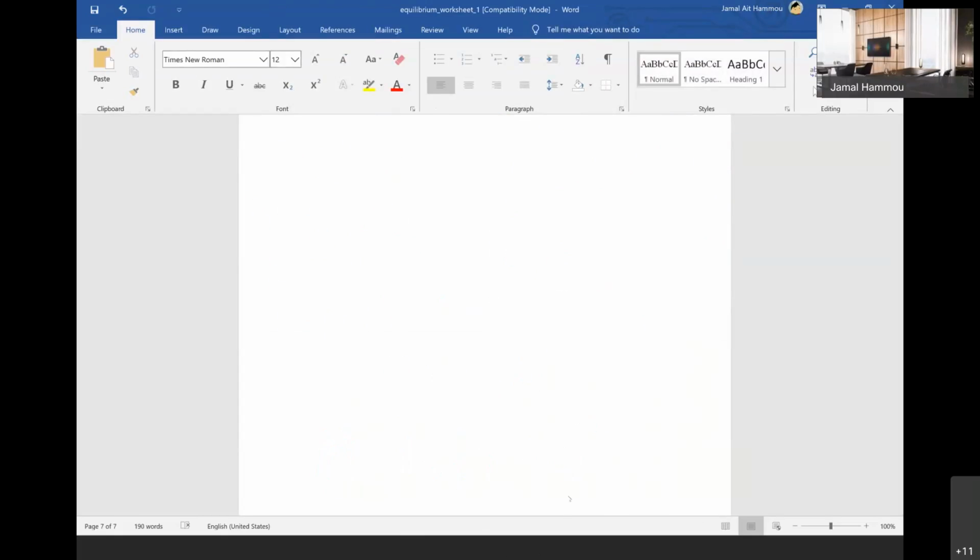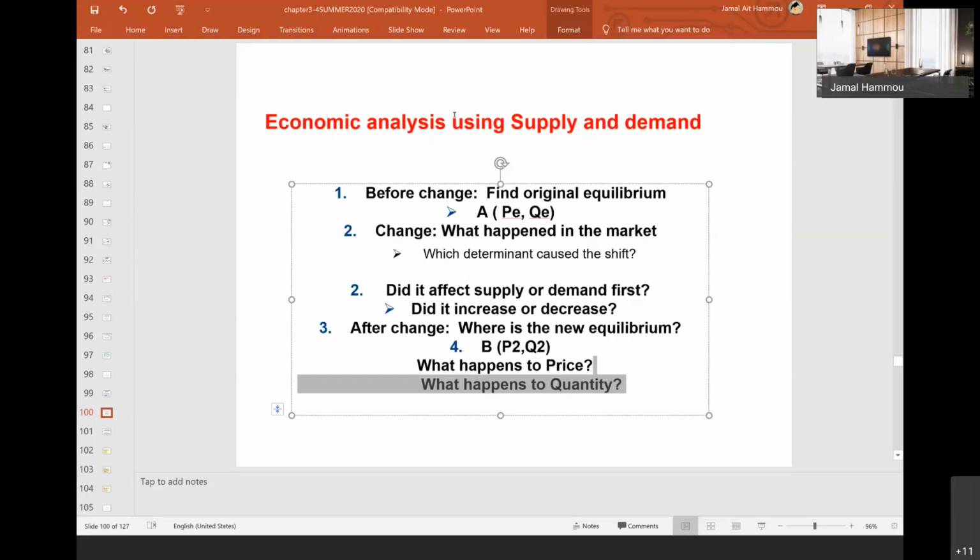So let's do some examples. You can see how that works. I'm going to share with you my slides so you can see what I'm doing. I'm going to my PowerPoints. If you don't see my PowerPoint, let me know, because I am going to share it with you. Can you see now the economic analysis using supply and demand?